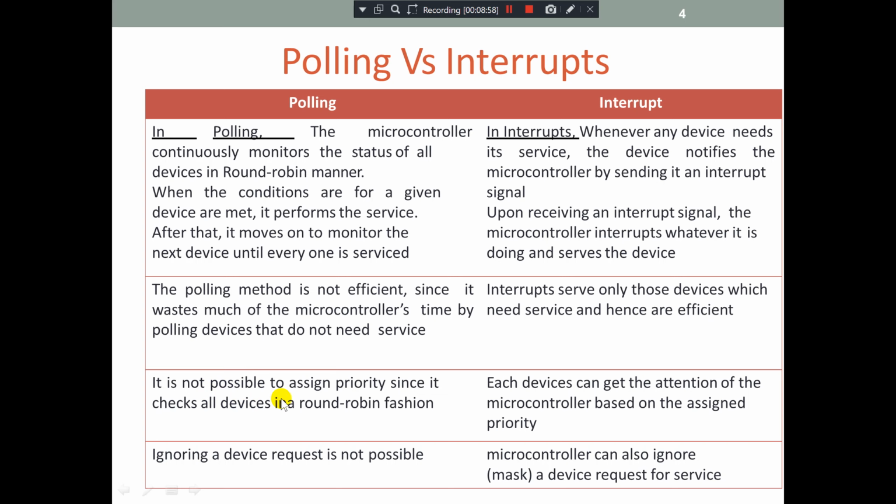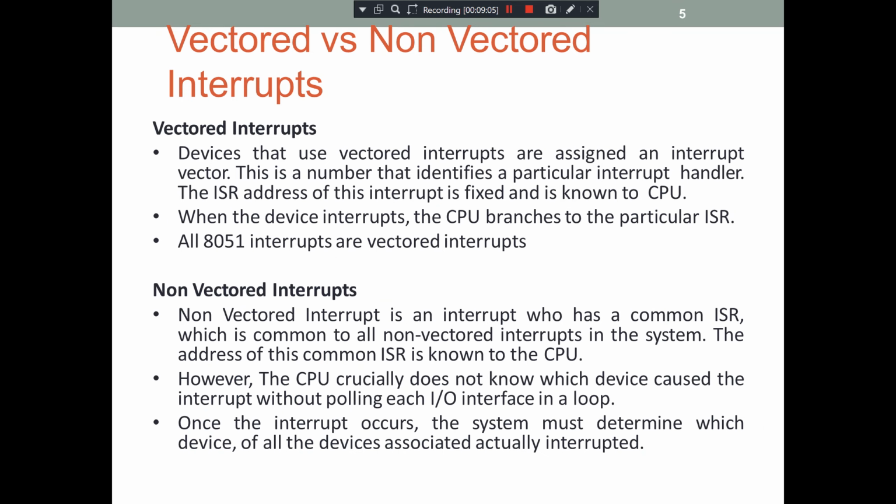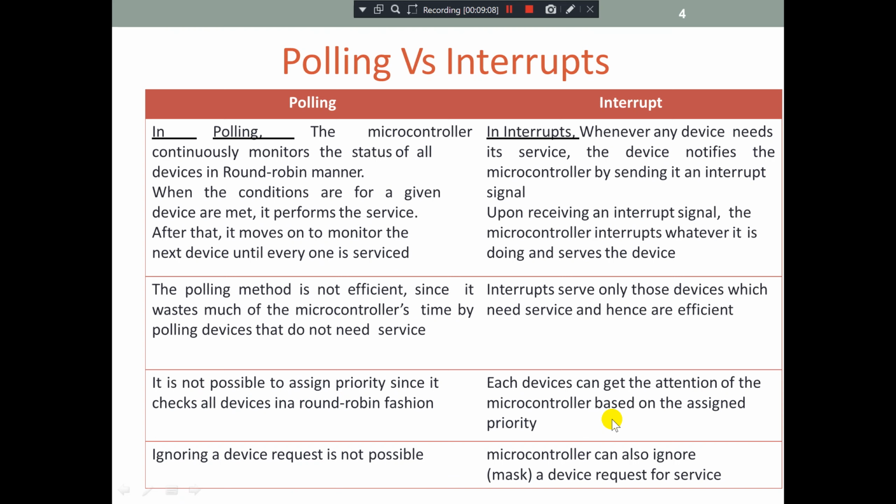It is not possible to assign priority in polling since it checks all the devices in round-robin fashion. But in interrupt, each device can get the attention of the microcontroller based on the assigned priority. That means you can assign priorities. In polling, ignoring a device request is not possible. But the microcontroller can also ignore or mask a device request for service in interrupts.